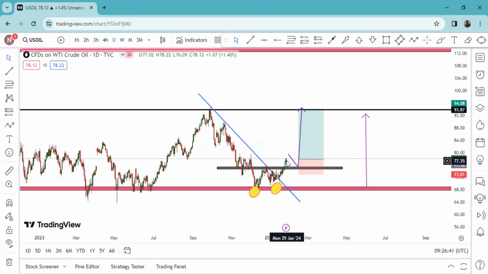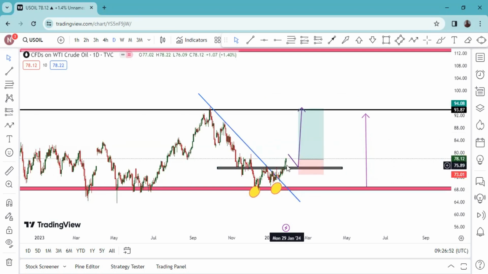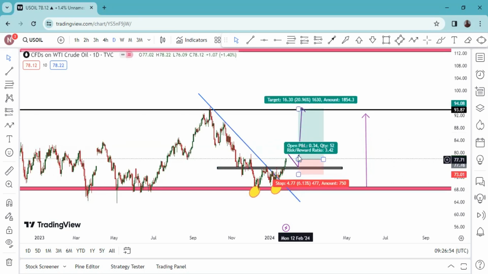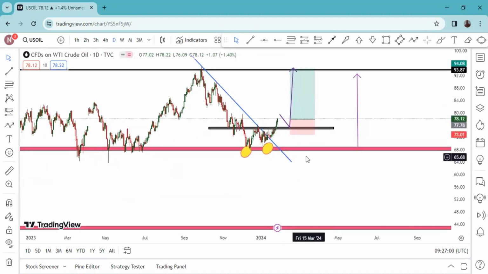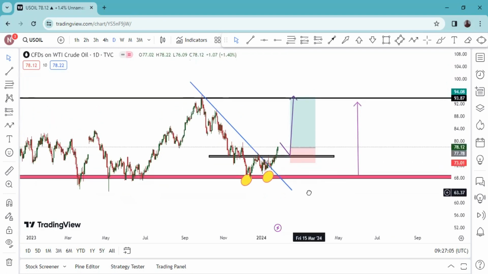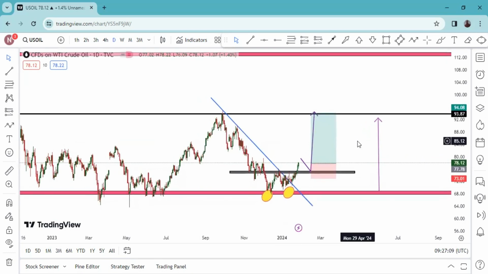So after I've seen this, I will go to my 4 hour and draw that counter trend line and expect the market to break. If the market breaks that counter trend line, then I will take a buy. If the market doesn't break that counter trend line and moves down, then I will expect a sell, but below my red line. So that's the place where I will expect a sell, below my red line.